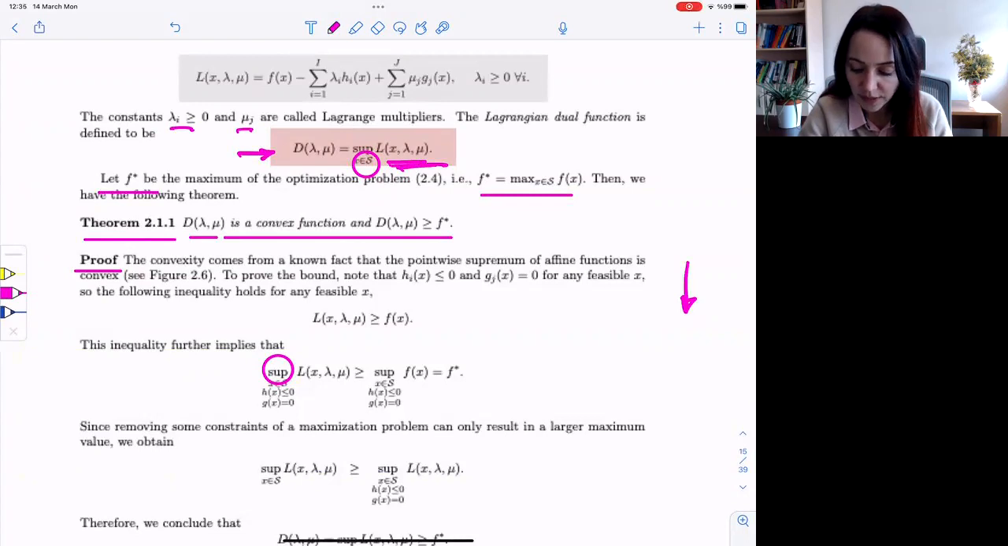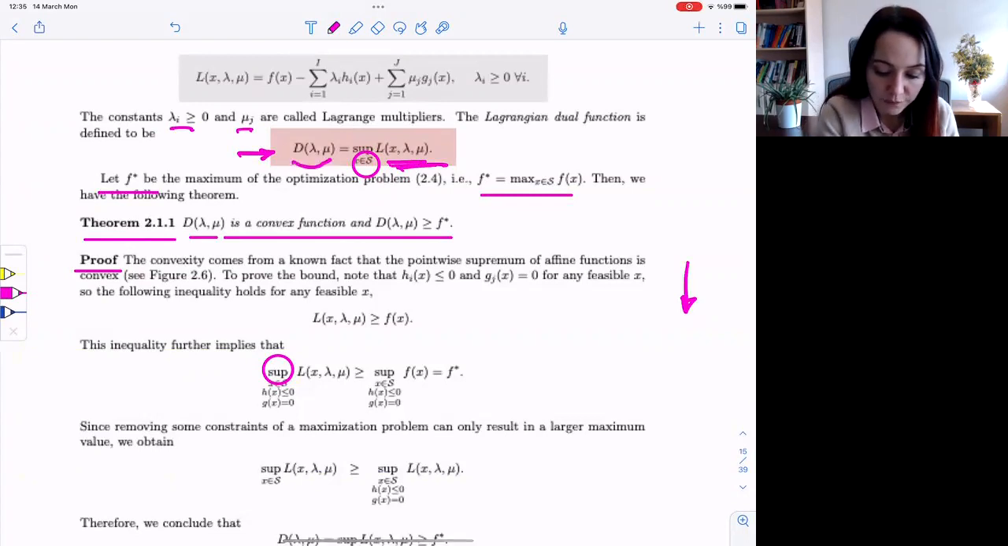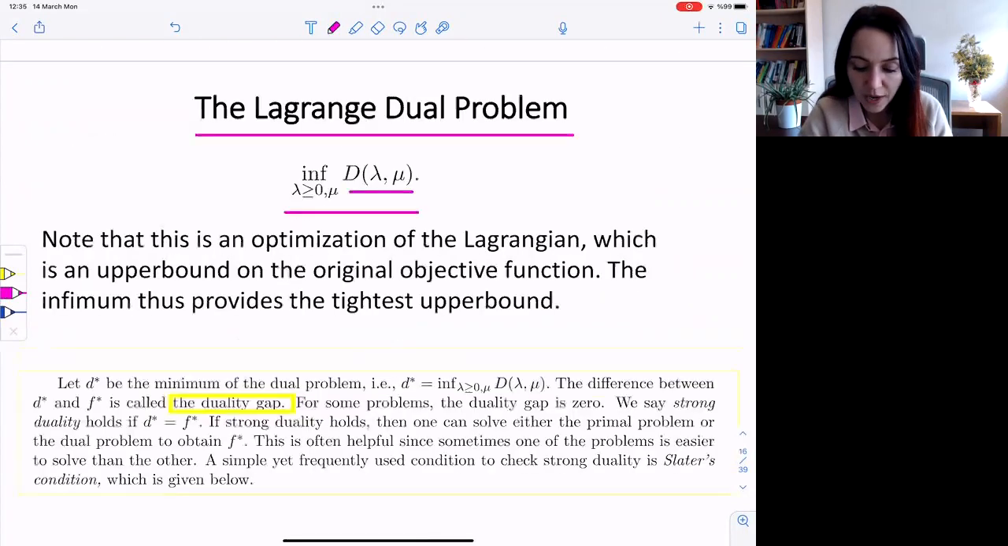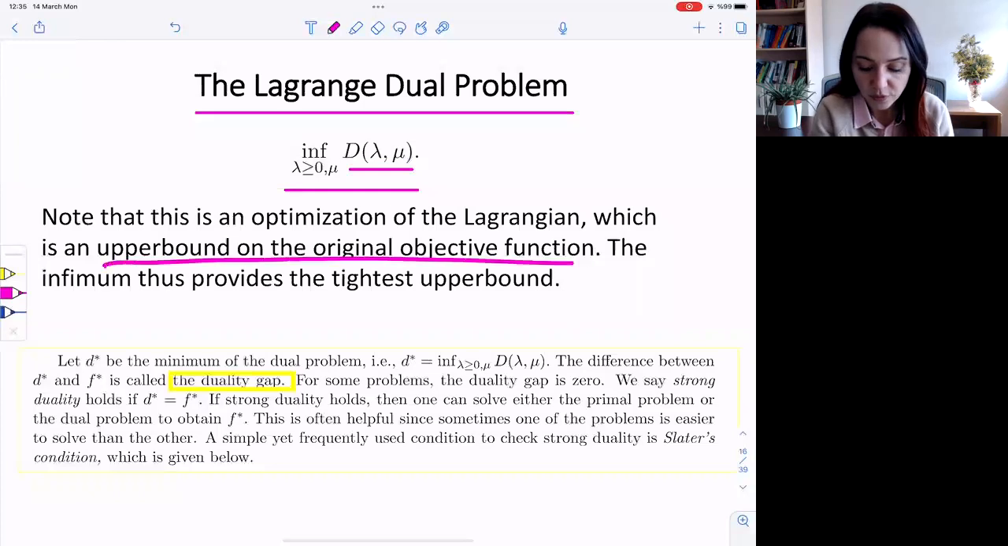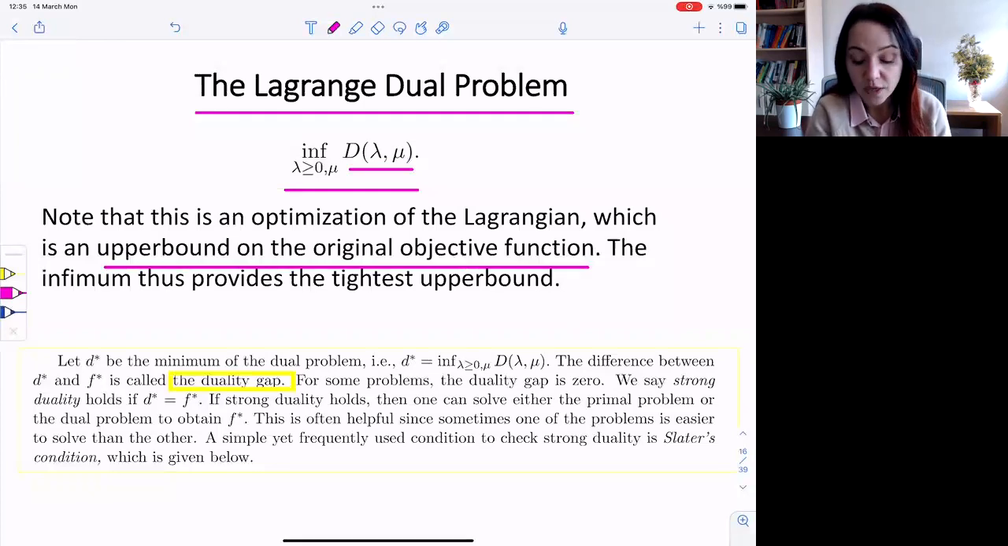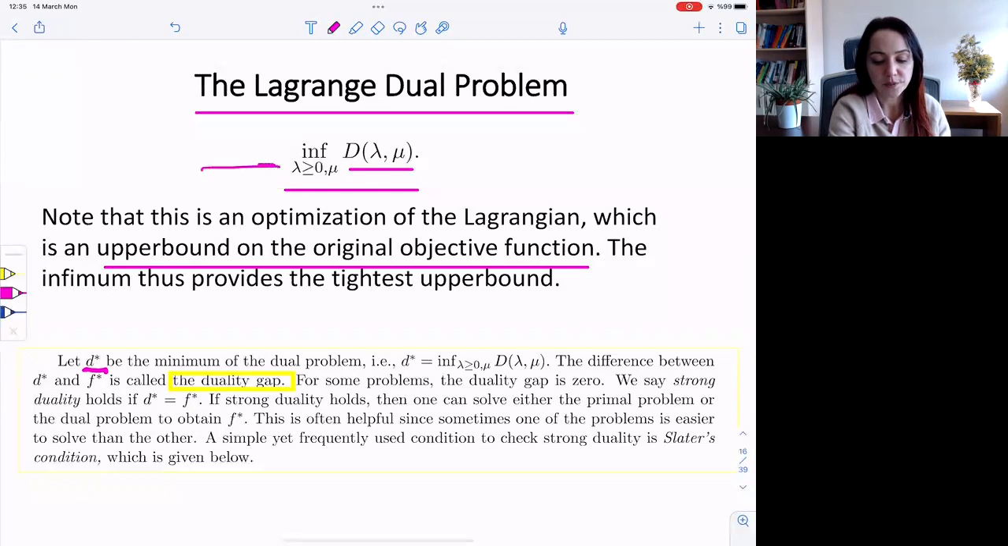over the set S. So now this is only a function of the Lagrange multipliers, and now we go ahead and make it as small as possible over the choices of Lagrange multipliers. Because of theorem 2.11, it will give us an upper bound on the original objective function. The infimum will thus provide the tightest upper bound. Okay. Now, suppose d star is the minimum of the dual problem. Okay, d star is the result of this optimization, that is.